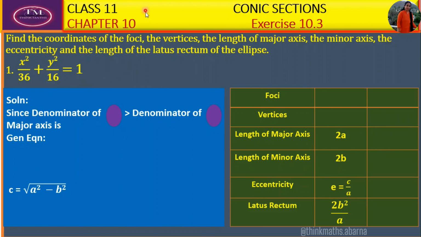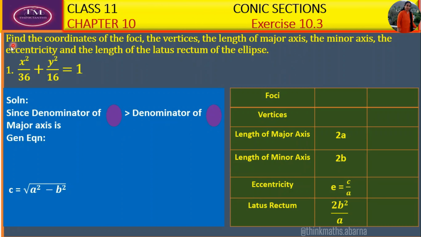We are in class 11 Maths, chapter 10, Conic sections. In this session, we are going to discuss exercise 10.3. This exercise deals with the ellipse. There are two types of ellipse: with major axis on the x-axis and major axis on the y-axis. Depending on that, its general equation will vary.